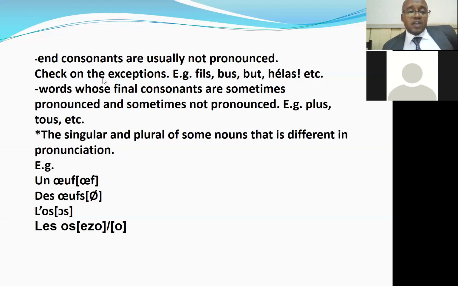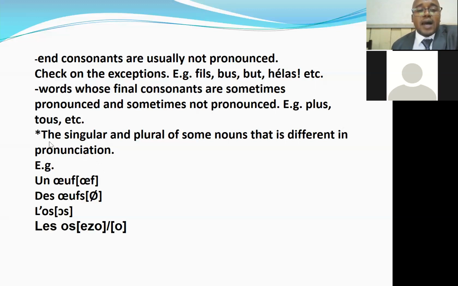Now then, you need also to pay attention for your reading. Words whose final consonants are sometimes pronounced, while at others they are not. They include plus, like you talk of, plus que parfait. Plus que parfait, the tense, plus que parfait. When you want to say in addition, you say en plus.